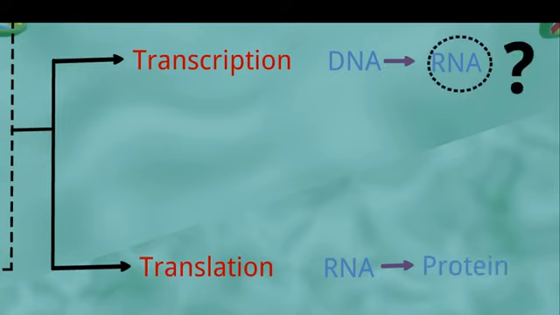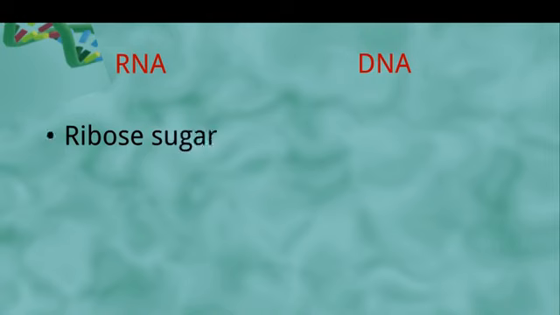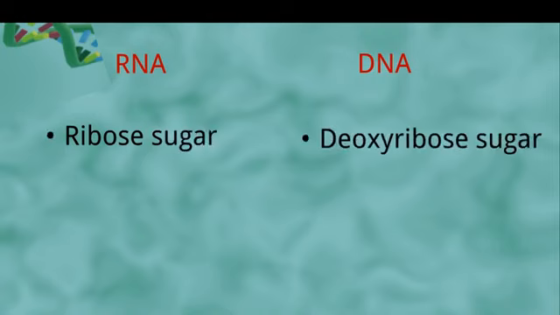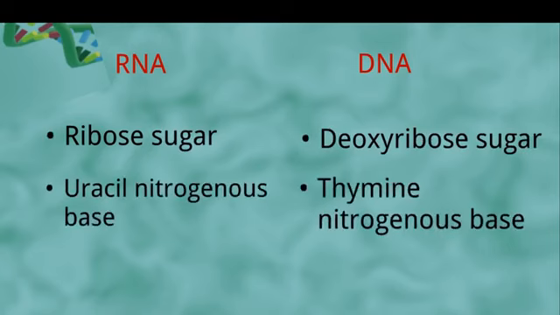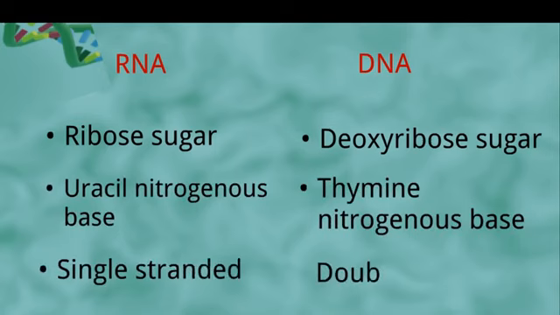Now, what is RNA? RNA is chemically similar to DNA, except that it contains ribose as its sugar, whereas DNA has deoxyribose sugar. RNA substitutes the nitrogenous base uracil for thymine. RNA always consists of a single-stranded molecule, whereas DNA is a double-stranded molecule.